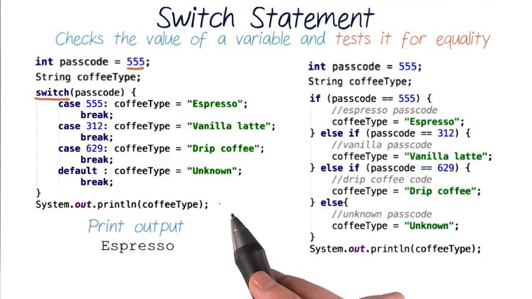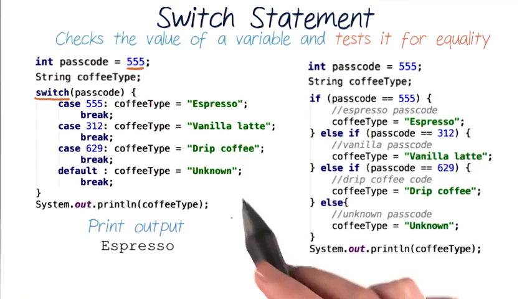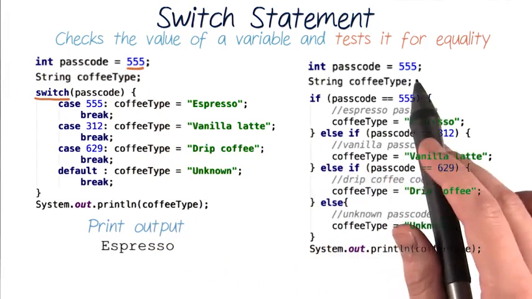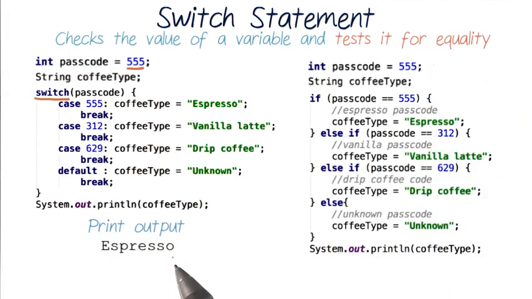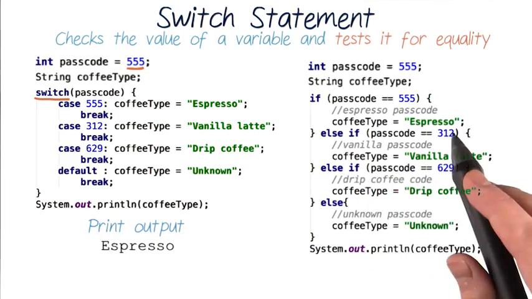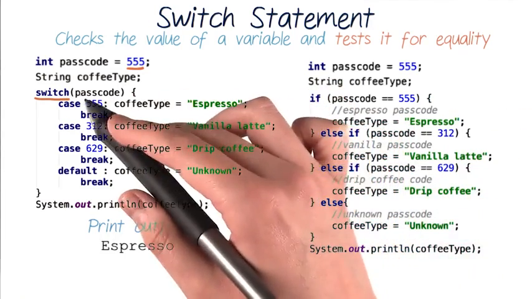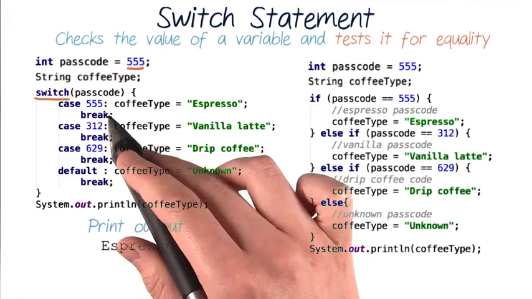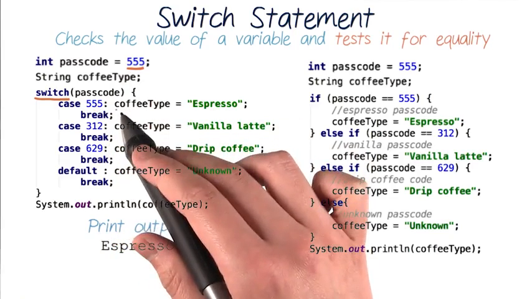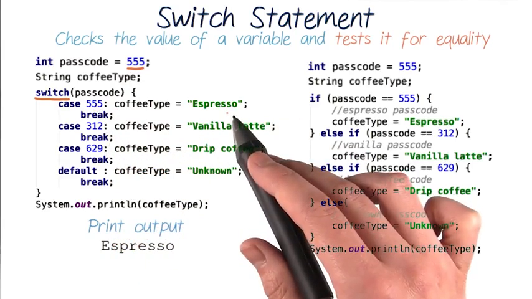So both of these sets of code do the same thing. In fact, if our passcode was 555, the print output for both of these codes would be espresso. For this code, it would enter our first if statement and set coffee type to espresso. And for this code, it would check the value of our passcode against our first case, case 555. And because these match, it would enter this code and set our coffee type to espresso again.